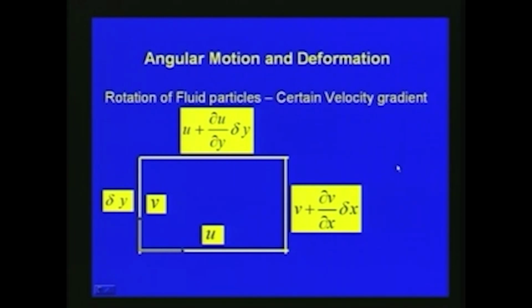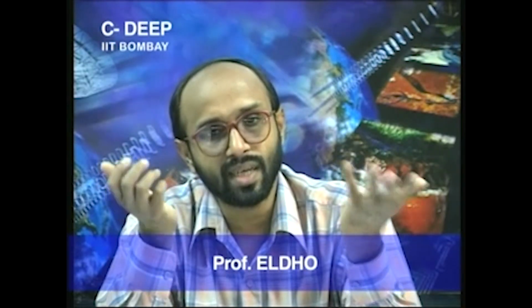If the change in velocity is in the direction of that coordinate itself, then it is only linear motion. But if it is in another direction, for example, instead of del u by del x, if we are considering del u by del y, it will be an angular motion, or it may cause an angular motion or deformation.